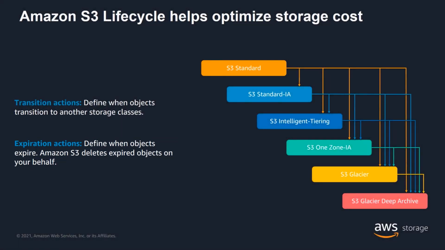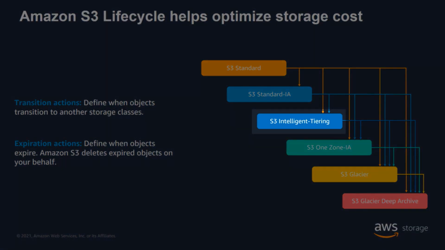S3 supports a waterfall model for transitioning between storage classes, as shown in this diagram. As you can see, lifecycle configurations can only tier down, not up. When you don't know the access pattern of your objects, or your access patterns are changing over time, you can transition the objects to S3 Intelligent Tiering for automatic cost savings.